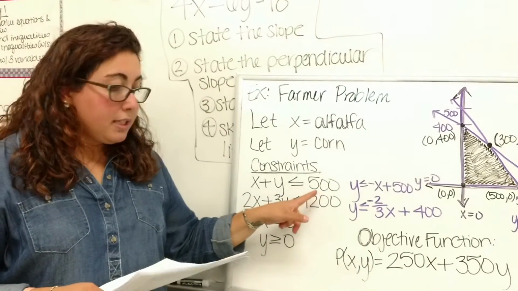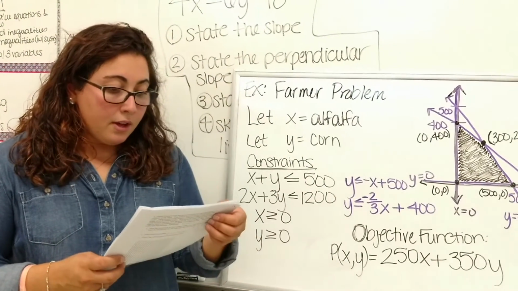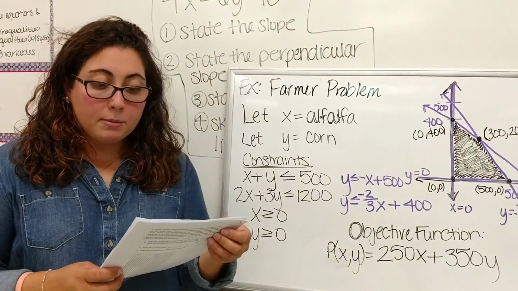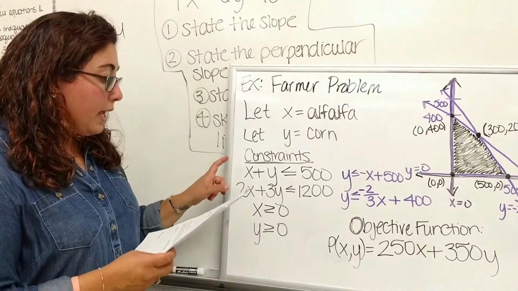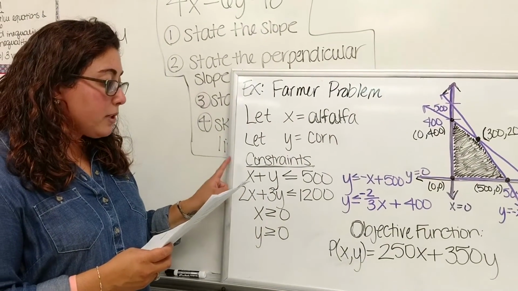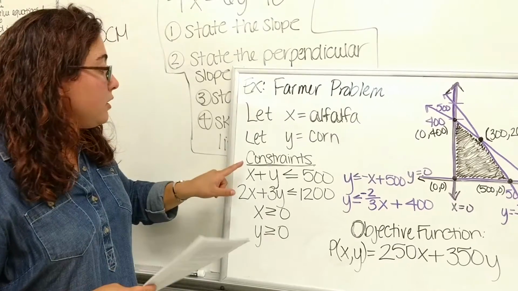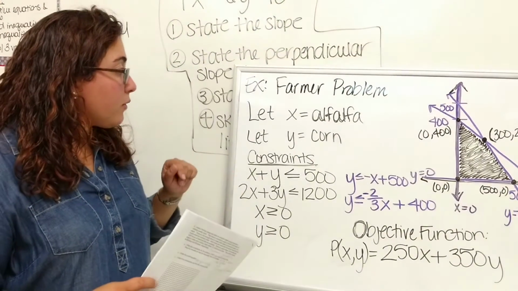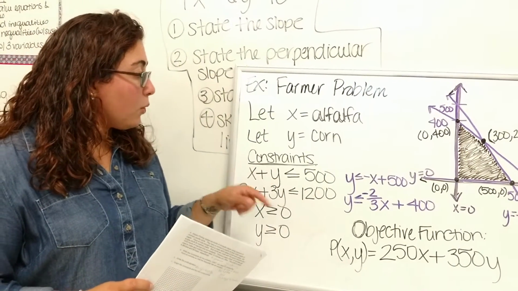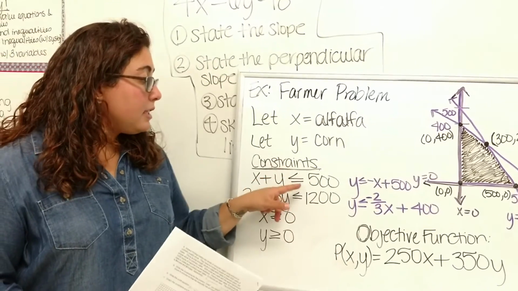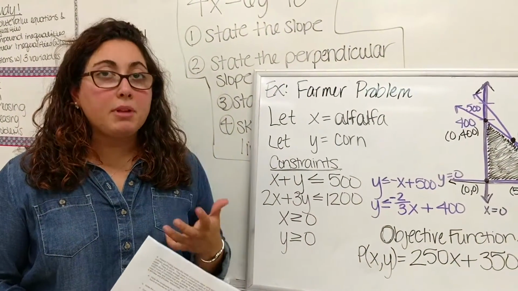For planting, they have a planting time available of 500 hours. Each crop requires 1 hour per ton for planting. So this would be 1 hour per ton of alfalfa plus 1 hour per ton of corn, which has to be less than or equal to 500 hours for the planting.